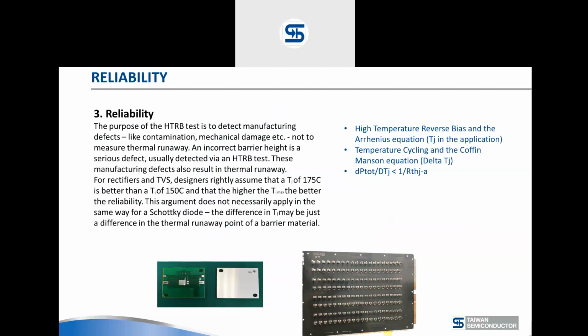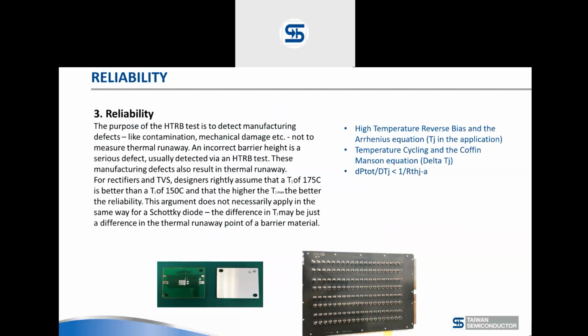Let's talk a little bit more about reliability here. What is actually reliability on a Schottky diode? So the purpose of the HTRB test, that is high temperature reverse bias test, is to detect manufacturing defects, contamination, mechanical damage, an improperly applied barrier, and that type of stuff. Those are the things that you test and detect via reliability testing.